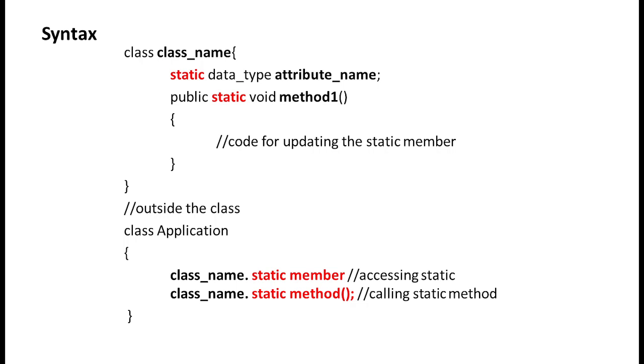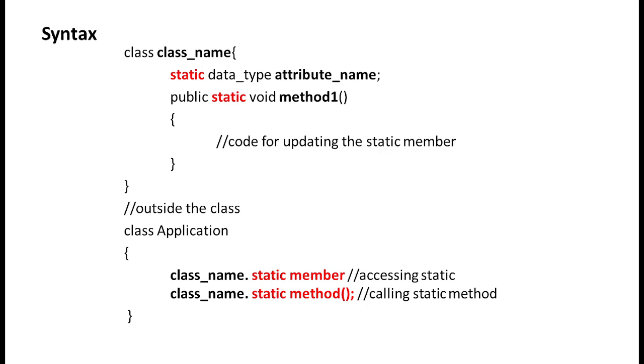And how can we access the static member or method outside of the class? Here you can see one application class. Within that, I have given the syntax for accessing the static member and also the static method. You have to use the class name dot static member, and if you want to access a method, you go with class name dot static method. Like that, you use it in your code to access a static member and static method, to update some value or provide some value to the static member.